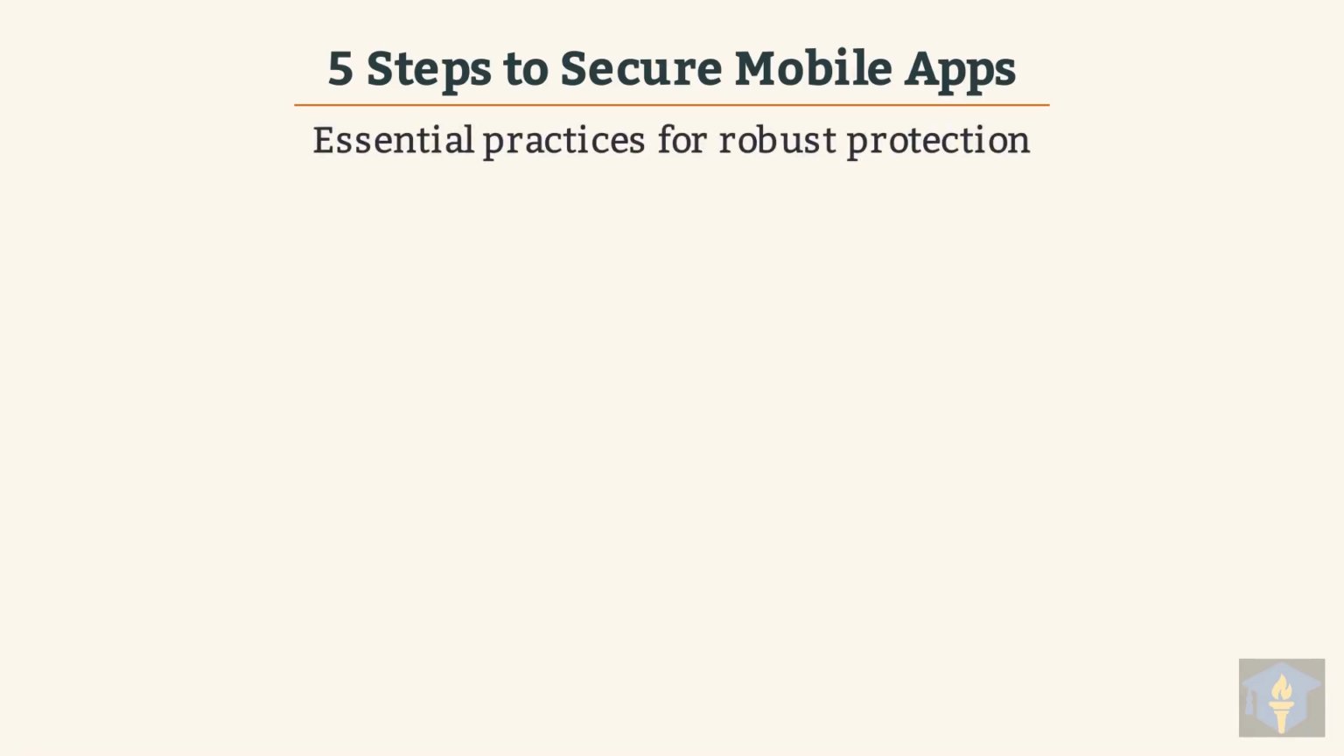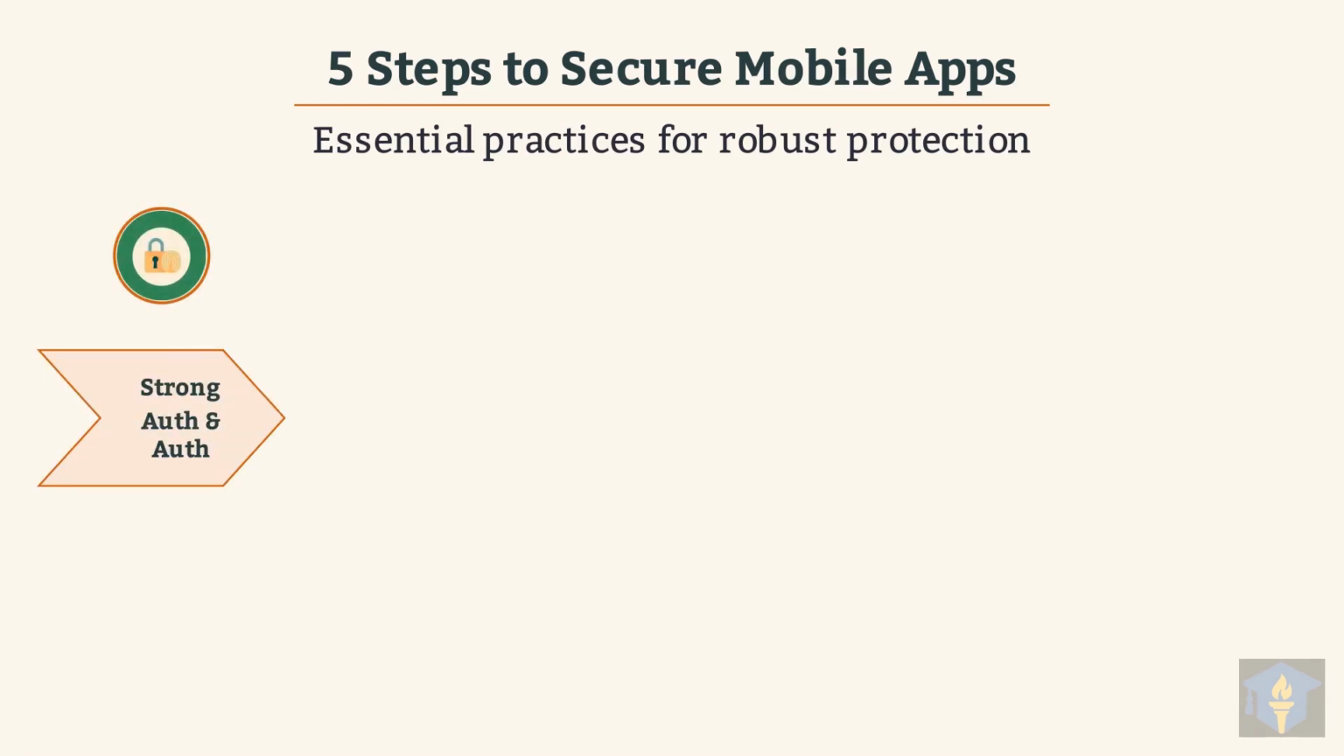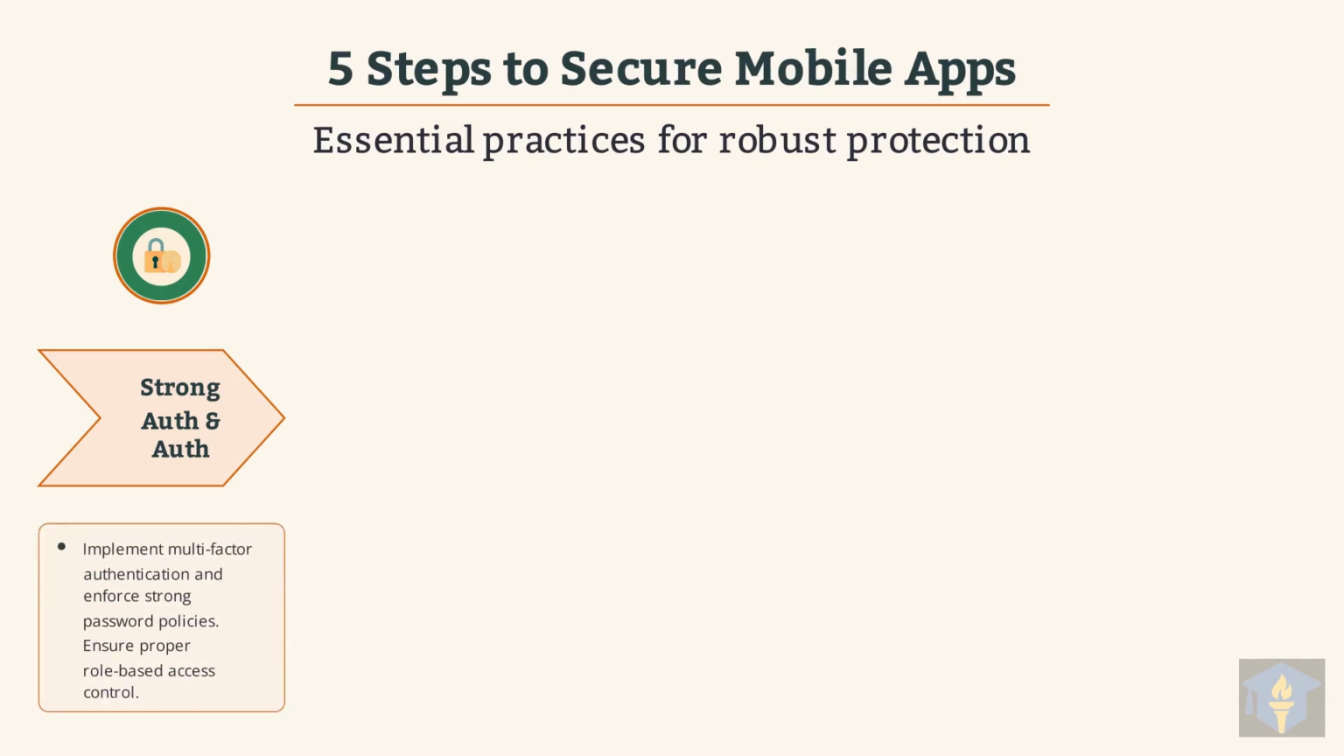These are crucial practices designed to provide robust protection and enhance the overall security of your apps. First, implement strong authentication and authorization to verify user identities and control access effectively. Use multi-factor authentication and strong passwords, alongside proper role-based access control for robust security.